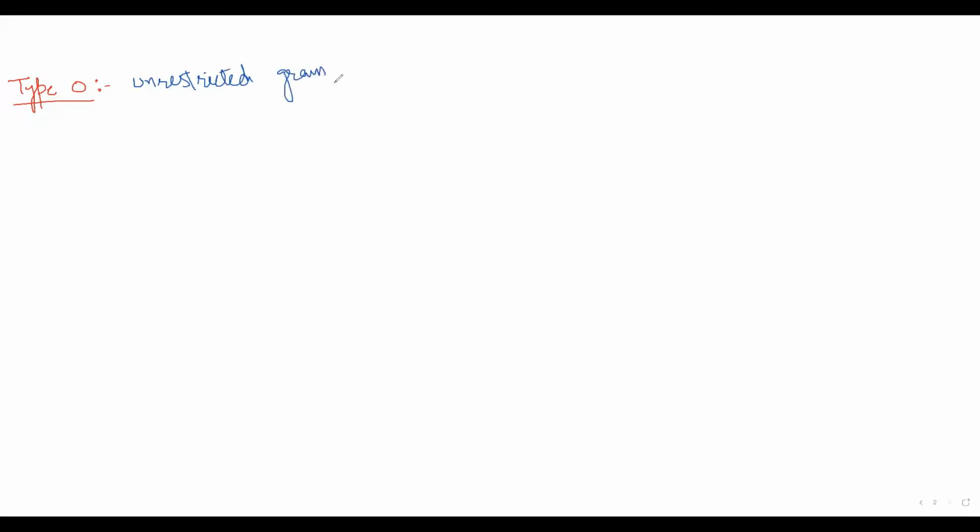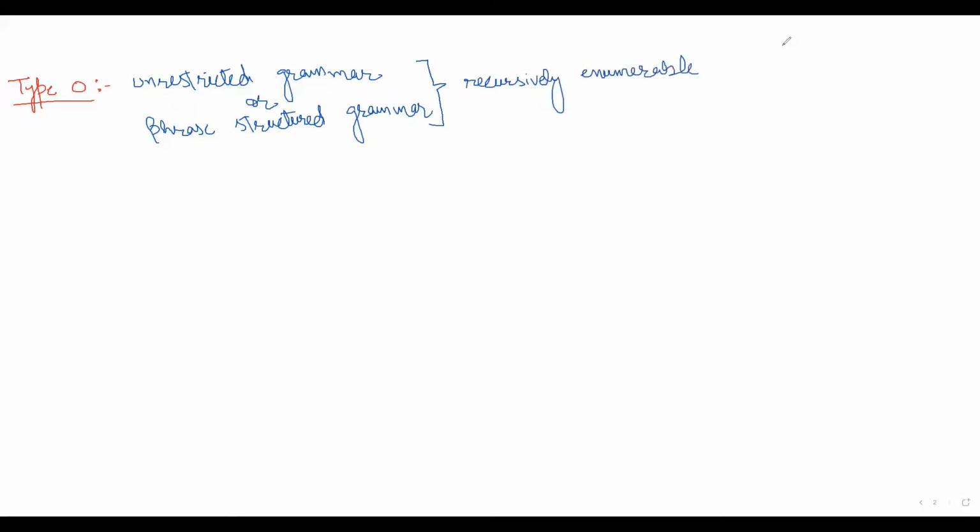Okay. Unrestricted grammar, or it is also called phrase structured grammar. And the language generated by this type of grammar is a recursively enumerable language. So we will discuss those languages. Recursively enumerable languages.